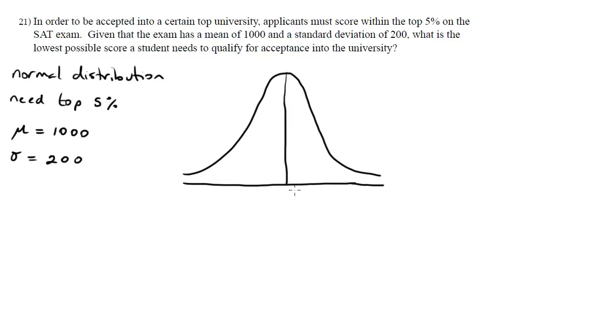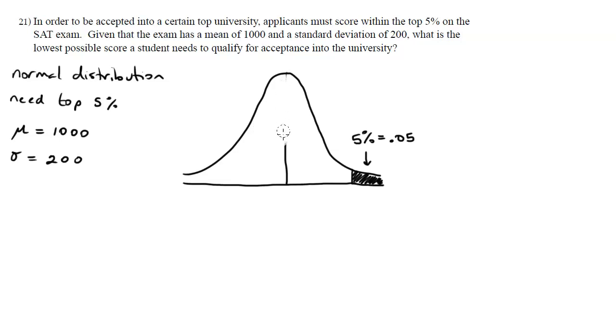And so in order for a student to be accepted, they need to be in the top 5%. They need to be here. So this is 5%, or 0.05. Right? The area of this small region here is 0.05. This is 5% of the entire area of the distribution.